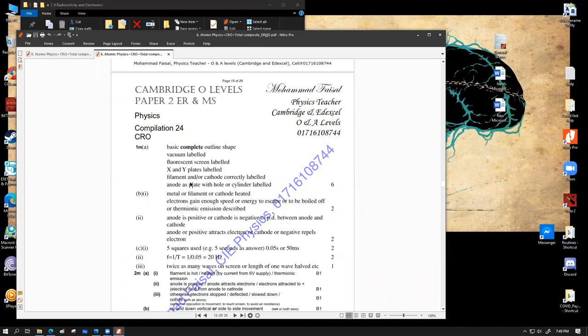The most common mark that kids lose is the vacuum labeling, because they draw pretty much everything and everything is labeled, but the vacuum is not labeled. The vacuum has to be labeled from a blank space inside the tube. Labeling the vacuum is the most commonly forgotten label. Even kids who do a very good graph and know their stuff about the CRO, if they lose one mark, this is the location where they lose it.